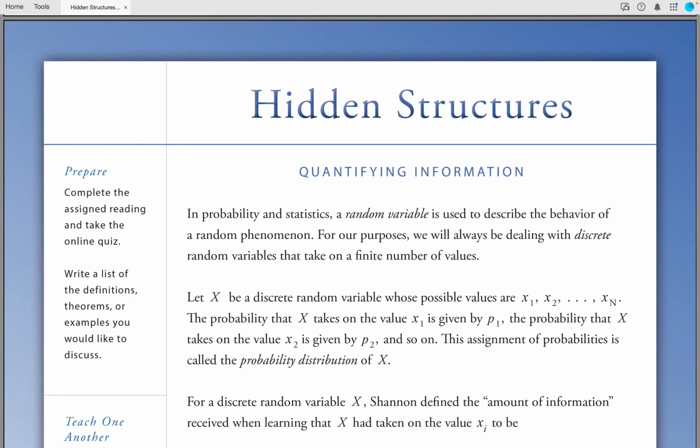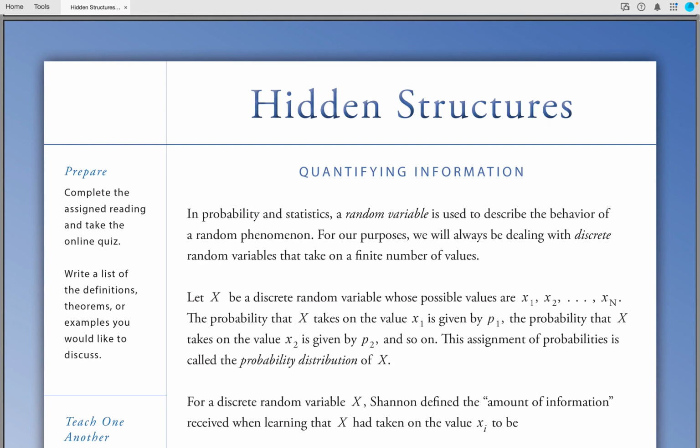Quantifying information. In probability and statistics, a random variable is used to describe the behavior of a random phenomenon. For our purposes, we will always be dealing with discrete random variables that take on a finite number of values.